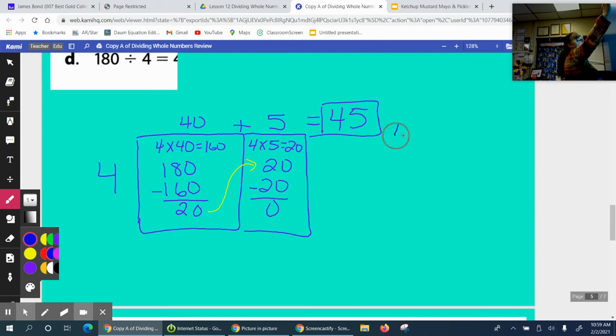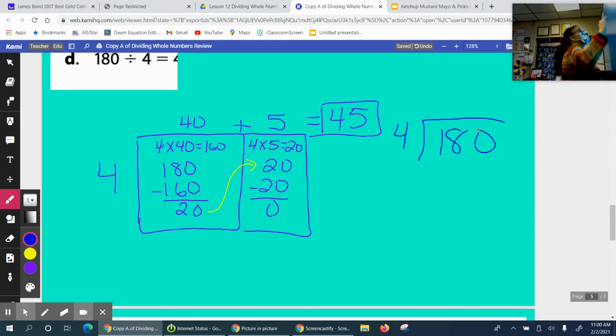So we have 4 into 180. And 4 goes into 180 how many times? 40 we said. 4 times 40 was 160. I'm still using this same approach where I divide, multiply, subtract. I subtract.